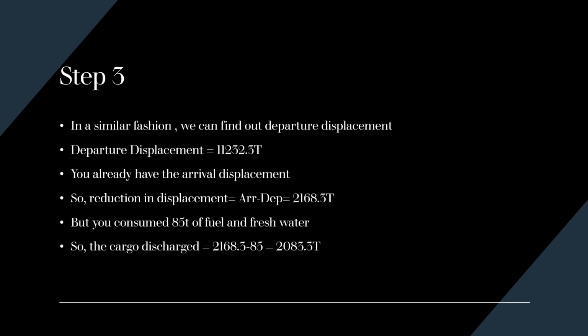So the cargo discharged is of course going to be the reduction in displacement minus what you already consumed, right? So it is 2168.3 minus 85, which gives you your answer that 2083.3 tons of cargo was discharged in this particular port.